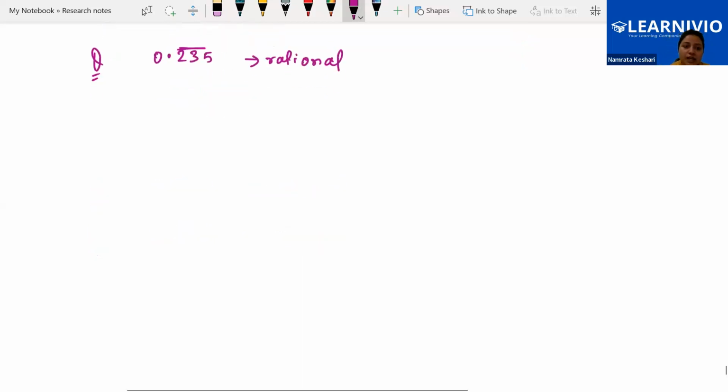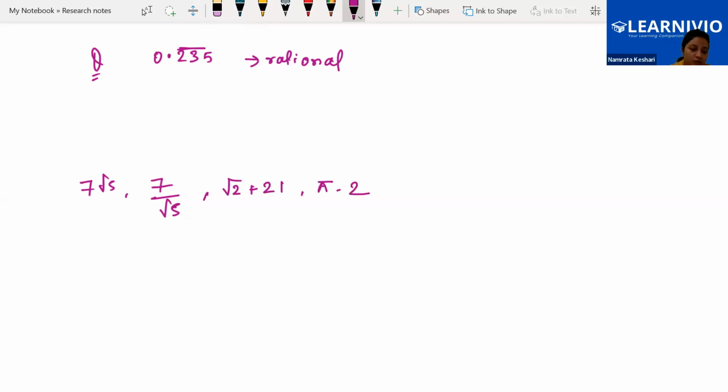Now, if the question is like this: check 7 root 5, 7 by root 5, root 2 plus 21, pi minus 2. Check whether among these numbers, which one is rational and which one is irrational.